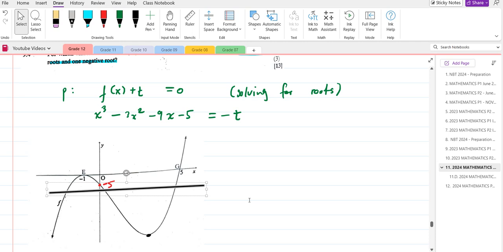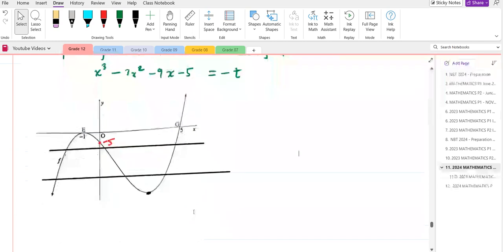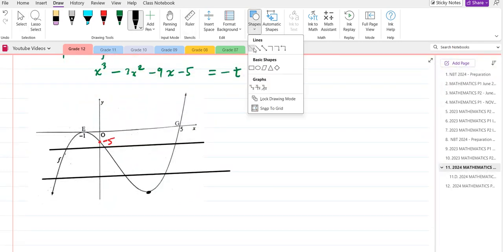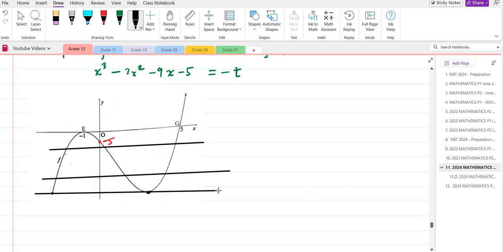See, two roots are positive and one is negative. So we have to cut between -5, but we can't include -5, right? So we're cutting horizontally like this, but you can't cut below this. And there's another one which we can cut just above this, not including this.